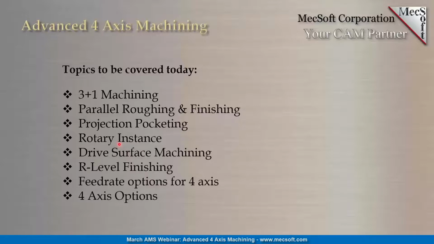And then some of the advanced topics are the drive surface machining, and then R-level finishing, which is similar to the horizontal finishing, the analog in the 3-axis world. And then finally, some advanced options like feed rate options for 4-axis. I think there was a question that came up in our last webinar, and so we decided we'll address that here. And then 4-axis options as well, some of the UI options and machine control options that we have in the system.